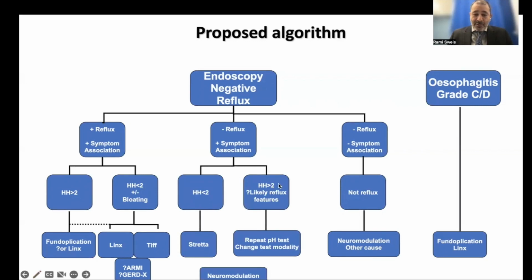And those who have a hiatus hernia that's greater than 2, and you're convinced that in fact this patient should have pathological esophageal acid exposure, perhaps it was just missed on the test. We should consider repeating the test or consider another form of test. So if you did an impedance pH study, perhaps try using a wireless pH monitoring device or vice versa.